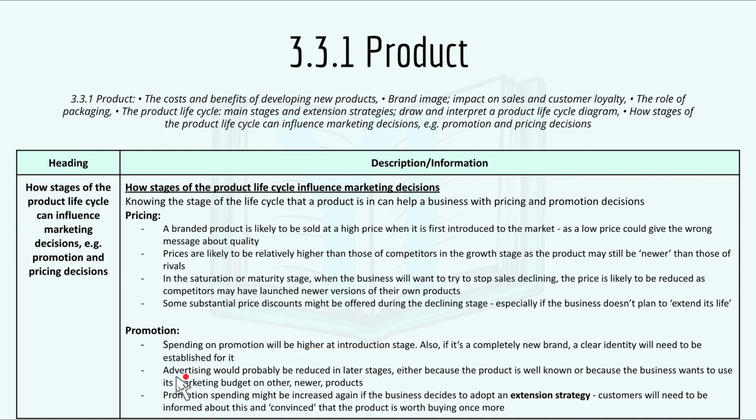Number 2, advertising will probably be reduced in later stages, either because the product is well known or because the business wants to use its marketing budget on other newer products. Number 3, promotion spending might be increased again if the business decides to adopt an extension strategy, and the customer will need to be informed about this and convinced that this product is worth buying once more.